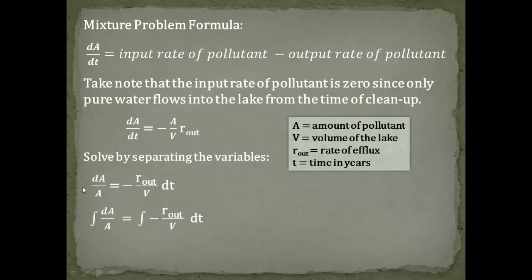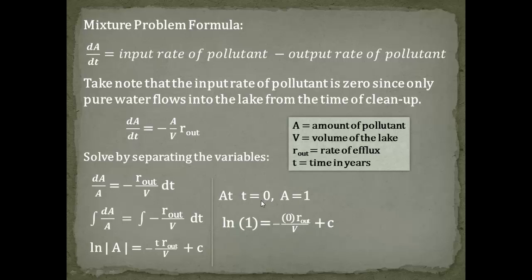Evaluating this equation, we have the integral of dA over A is equal to the integral of negative R out over V dt. Evaluating the integral, we have ln of the absolute value of A is equal to negative t R out over V plus the constant C. Now at time t equal to 0, we have the maximum pollutant in the lake, and that's why A is equal to 1. Substituting t equal to 0 and A equal to 1 into this equation, we have ln of 1 is equal to negative 0 times R out over V, which is 0, plus C. From that equation, we have C is equal to 0.